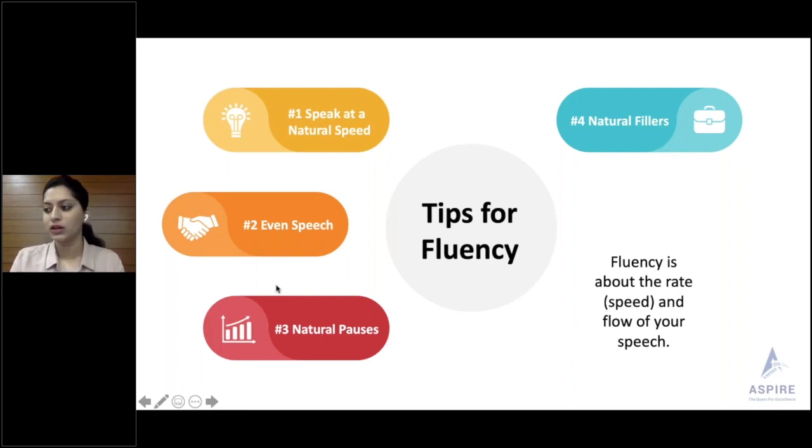Even speech. So, please limit hesitations in the speech, as in your sentences or your conversation should flow smoothly. Natural pauses. Use pauses appropriately. For example, to make your meaning clear, or again to emphasize something to show that it is important.